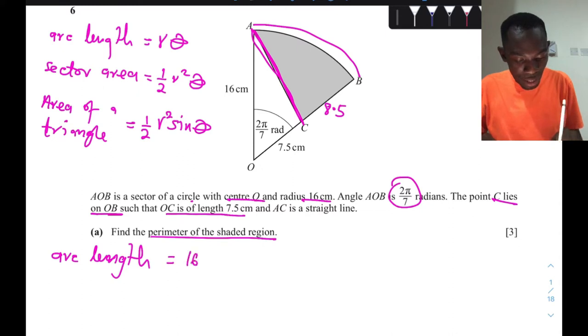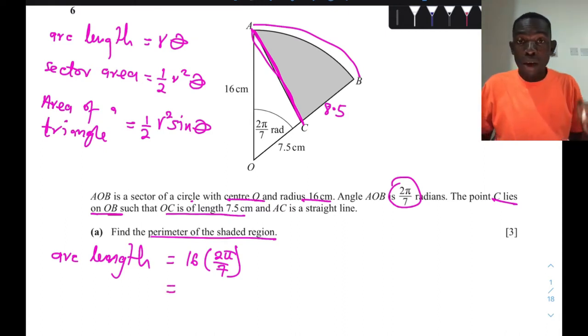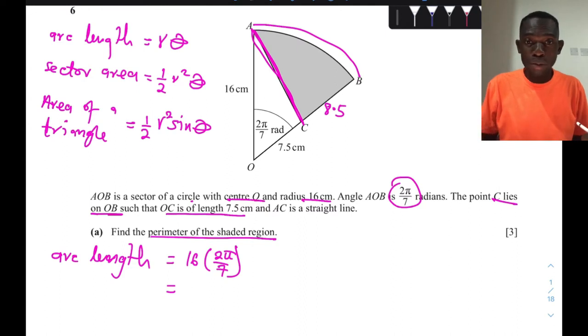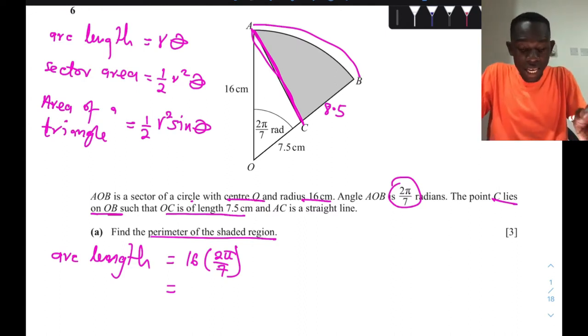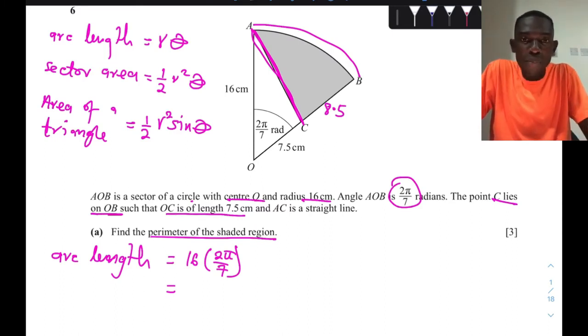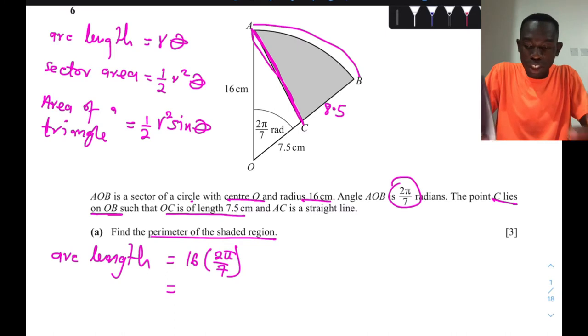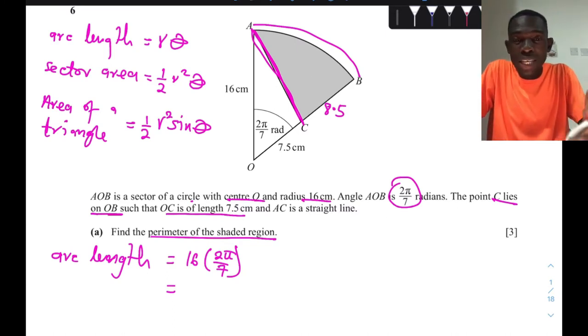The radius is 16, and then the angle is 2 pi over 7 radians. Now at this stage, my friends, I'll tell you to change your calculator from degrees to radians if you haven't done so. That is very important, because if the measurements are in radians and you use degrees to work, you've used a different measurement, so you'll get 0. That's the unfortunate thing, but it happens. So please check your calculator before you start answering questions on radian measure.